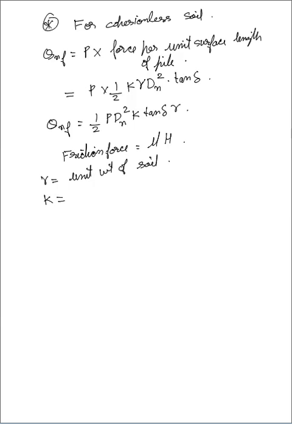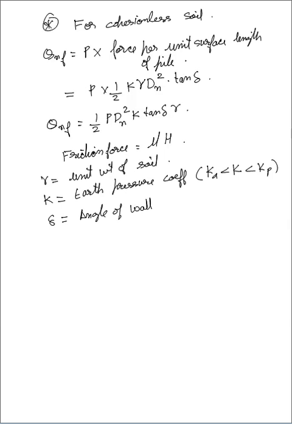We all know what is K? Earth pressure coefficient. This is standard: active earth pressure is less than your earth pressure coefficient K, which is less than passive. Kp means passive, Ka is active. And delta is angle of wall friction. So the range is phi by 2 less than delta less than phi. This is the range.